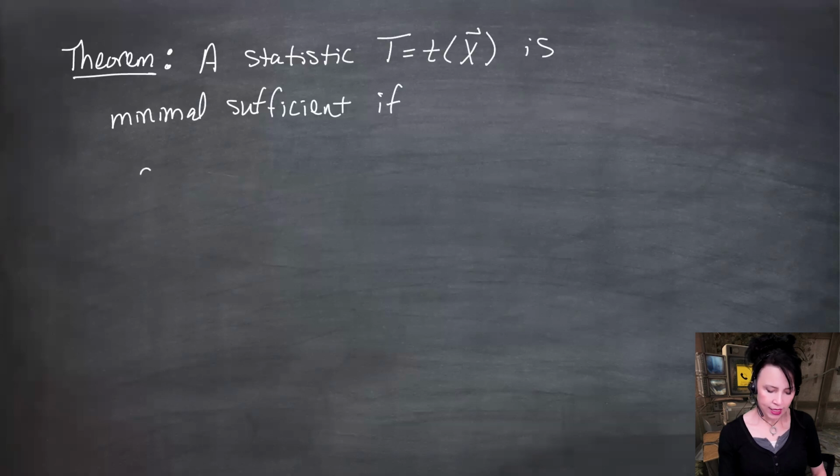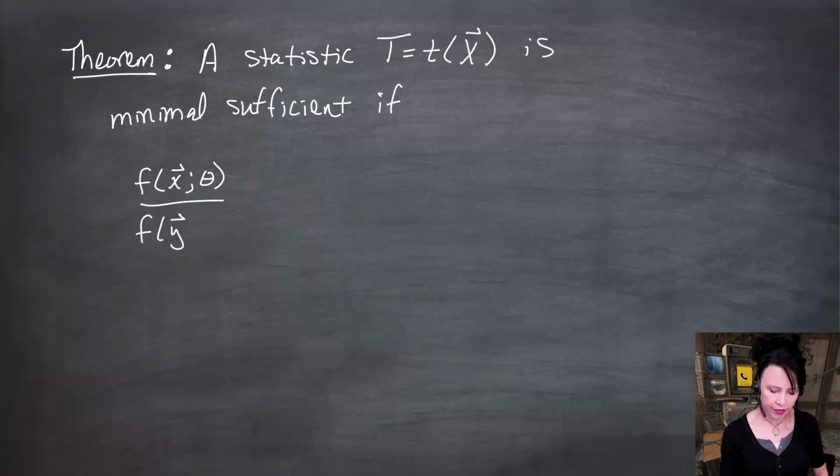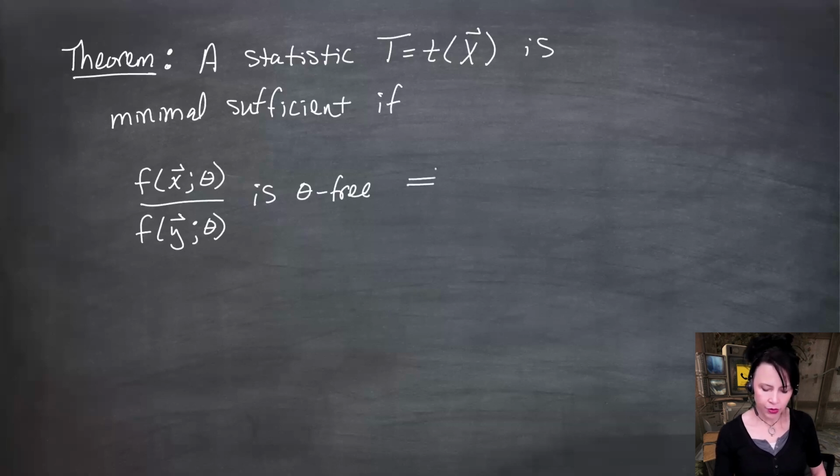So if you look at the joint PDF evaluated at some little x1 through little xn divided by the joint PDF evaluated at little y1 through little yn. If this is theta free, doesn't depend on theta, if and only if this function t of the vector of x's is equal to t of the vector of y's.